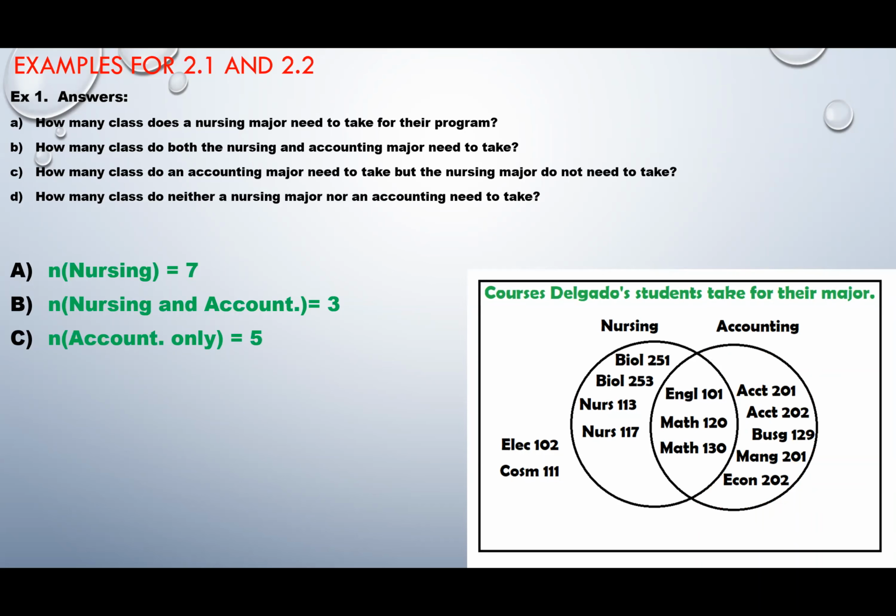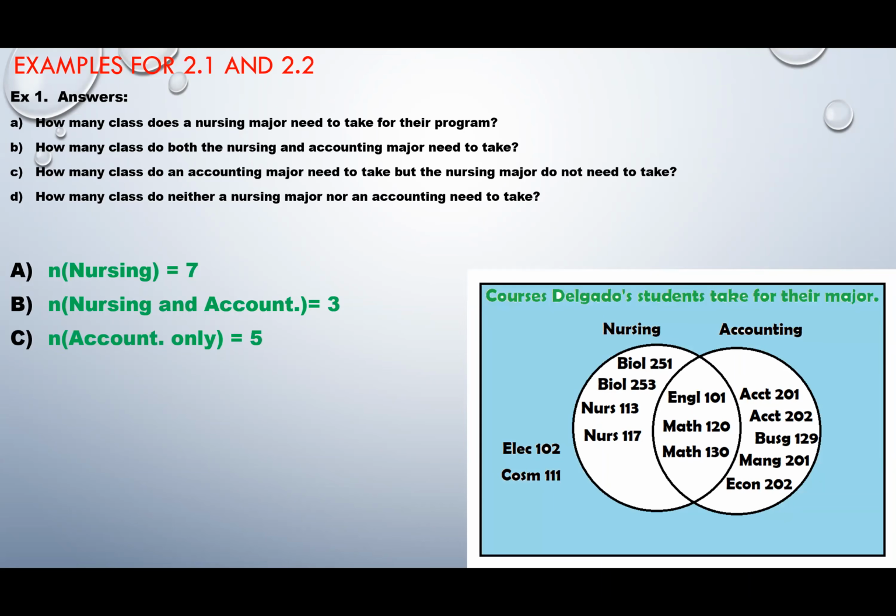And again, for D, how many classes does neither the nursing major nor the accounting major need to take? Do you agree that it is anything outside of the nursing circle and outside of the accounting circle? There are 2 classes that neither one needs to take, neither one, none of the other. So again, Electrician 102 and Cosmetology 111.